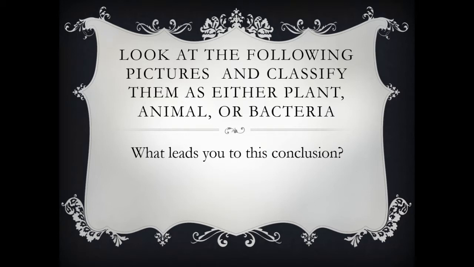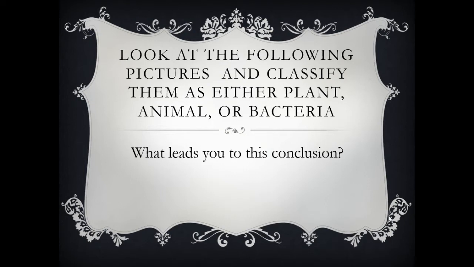Okay, well, now I'm starting to go on, and that sounds like a lot. So let's just get into it then. Overall, our cell unit is normally pretty quick. And it's not a whole lot of me talking, it's more you guys doing things. So we're going to look at the following pictures, and we're going to classify them as either plants, animal, or bacteria, and we're going to discuss what would lead you to this conclusion.